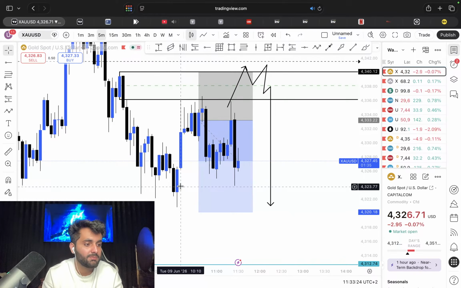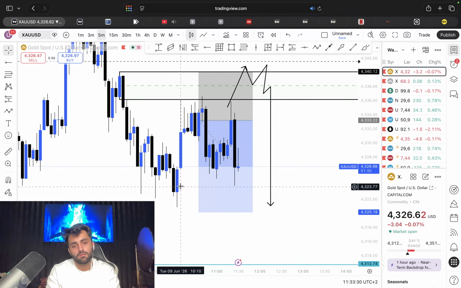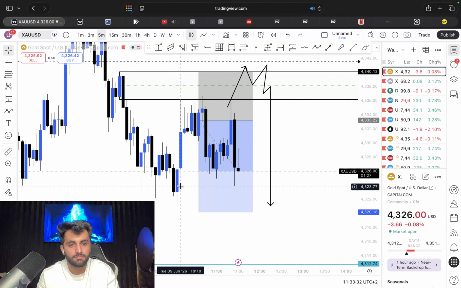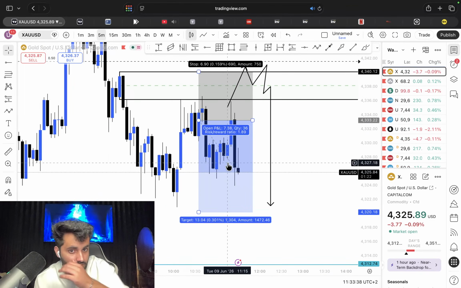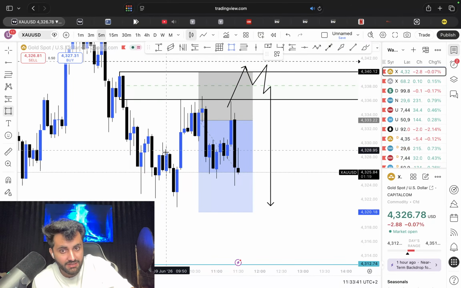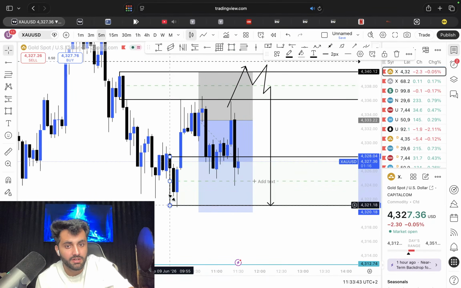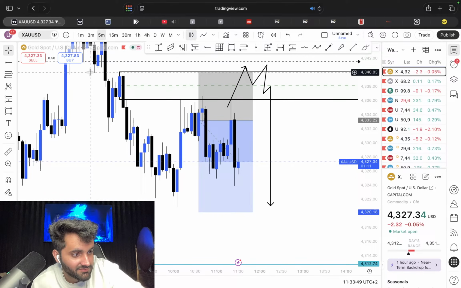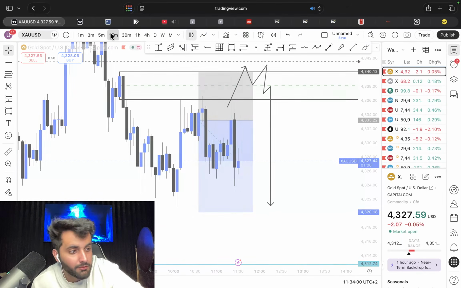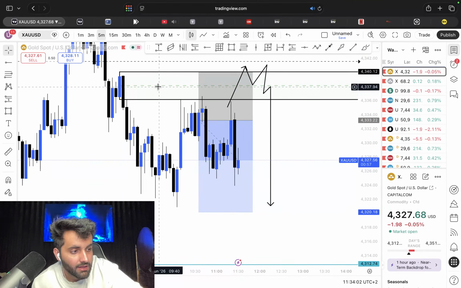Shall we re-enter for TP2? No, don't re-enter, bro. This is a very, very dangerous zone. Don't re-enter. Price is constantly going up higher from here. Don't re-enter yet. We can re-enter, but I'll tell you guys where.